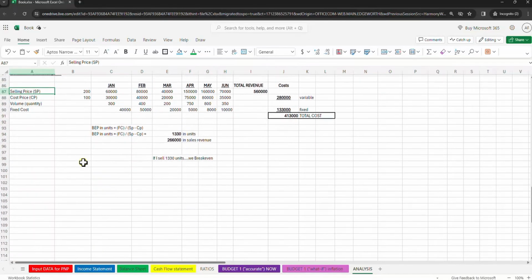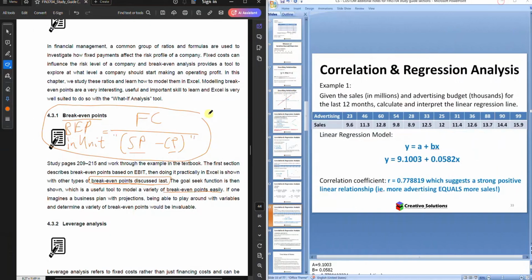Let's just have a look at that example they're referring you to. This example is where? In the textbook, on page 209. Let's just see what the textbook says on page 209. Okay, I'm on page 188. I need to go a bit further. Okay, 209.